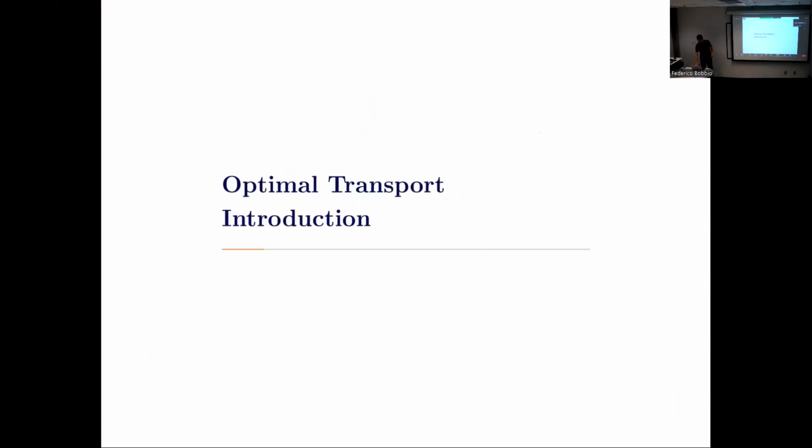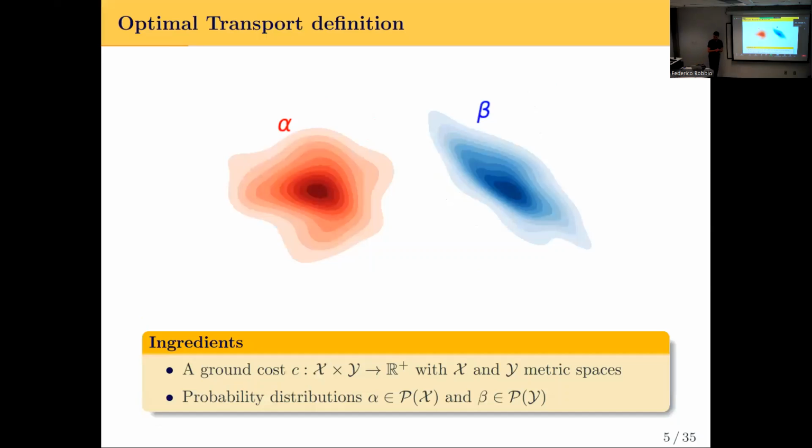So now I will introduce optimal transport. What do we need? We need two distributions. Here I will consider probability distributions, but usually it's just distributions of the same mass. And I need a ground cost on the data space. What I want to do is to transport the distribution alpha towards beta. And as the problem is symmetric, the optimal way to transport alpha to beta is also the optimal way to transport beta to alpha.